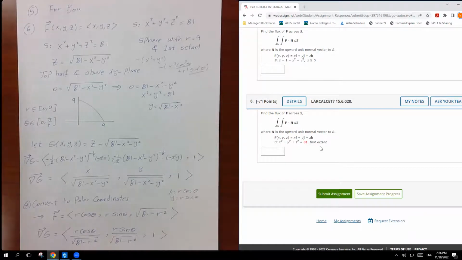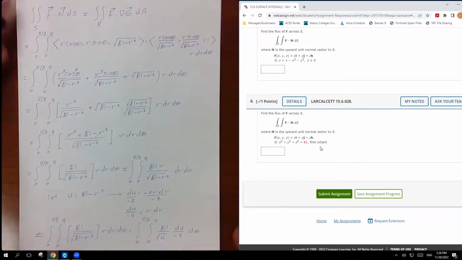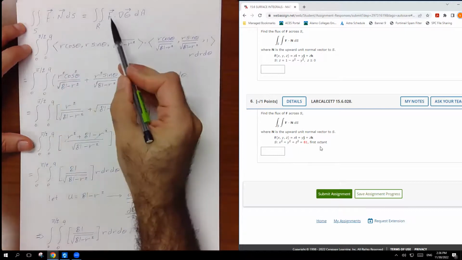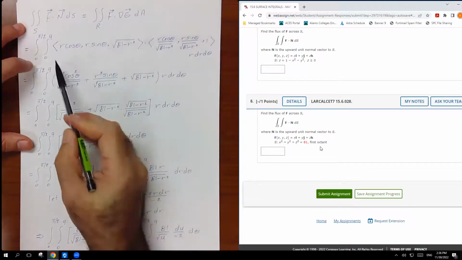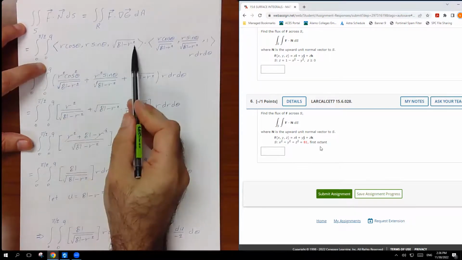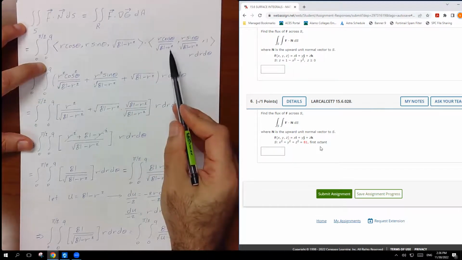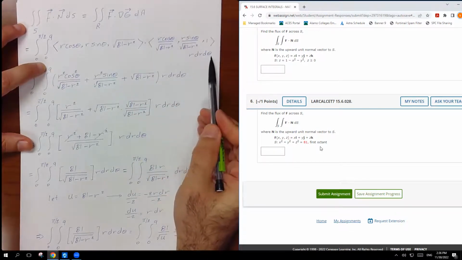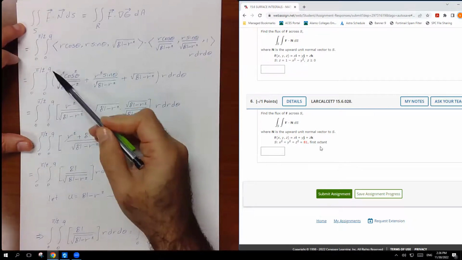Now we're just going to convert the next step, which is F dot the gradient of g dA. That means it's going to be a dot product. Here is F and here is the gradient of g, r dr d theta. And here is from 0 to pi over 2 and from 0 to 9.